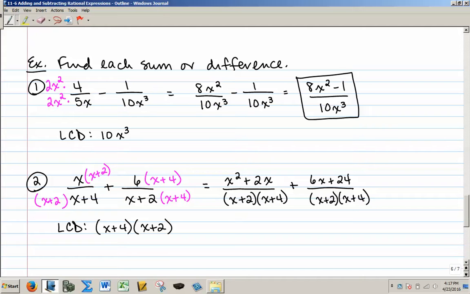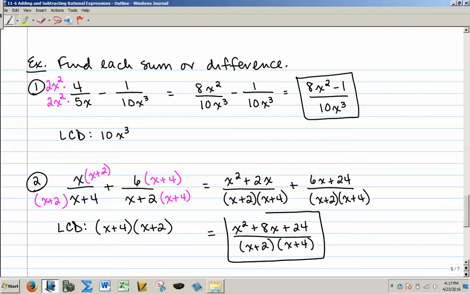And now that I have the same denominator, I can just combine like terms across the top, which will give me x squared, and 2x plus 6x is 8x, plus 24, all over x plus 2 and an x plus 4. And I don't think my trinomial on the top can be factored, so that's my final answer right there.